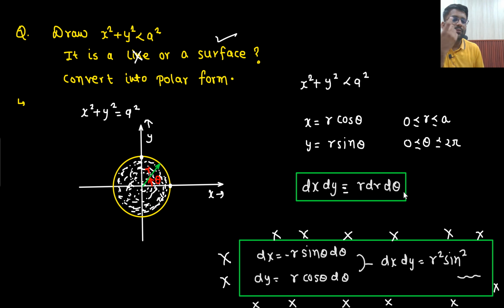Okay. Now someone would be saying that, sir, every time we will have to draw this diagram, how will we think what will be the range of r? Sir, the range of θ is very simple, it will be 0 to 2π. How will we think what will be the range of r?